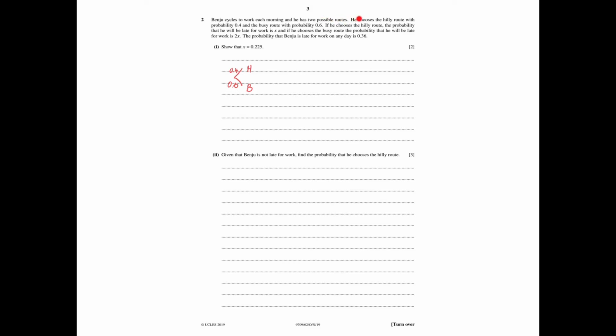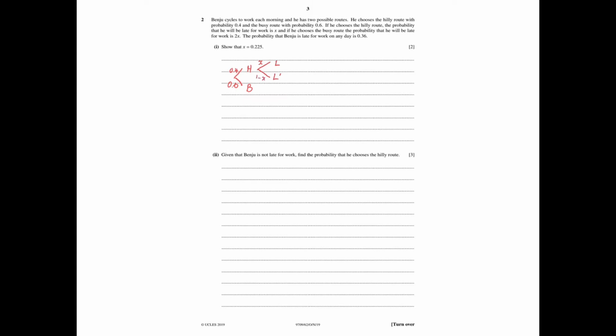If he chooses the hilly route, the probability that he will be late for work is x. And if he chooses the busy route, the probability that he will be late for work is 2x. So let's continue our tree diagram. For the hilly route, we extend two branches here. Capital L represents late. L prime is not late, with probability 1 minus x.